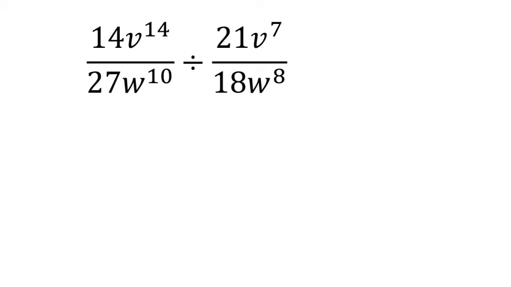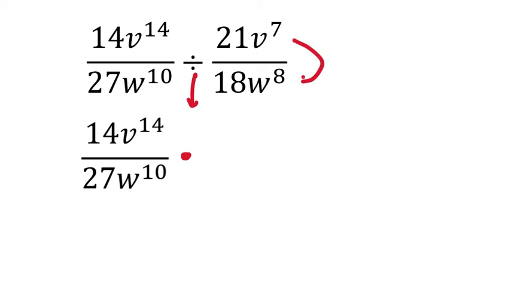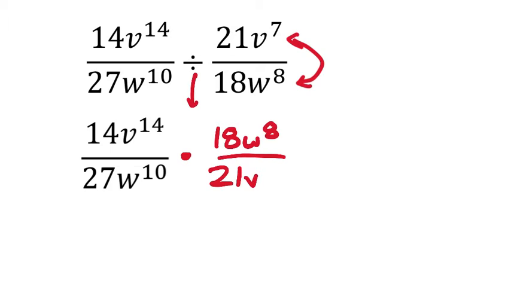But that first fraction there, I'm going to keep it the same. What I would really like is for the operation not to be division. I'd like it to be multiplication. Just if I do that, I got to reciprocate this fraction, okay? So that means my 18w to the power of 8 is now in the numerator, and then my 21v to the power of 7 is in the denominator. I can fix that 7. I don't know if that helped.